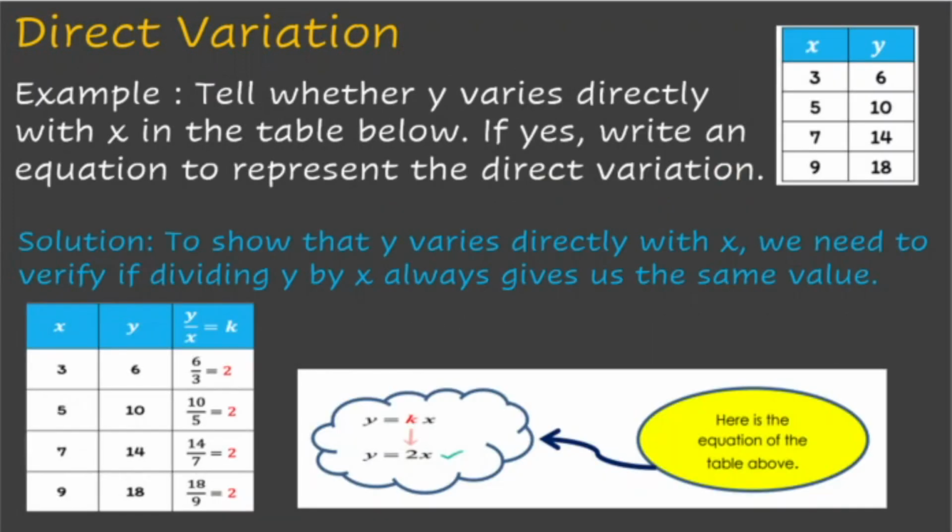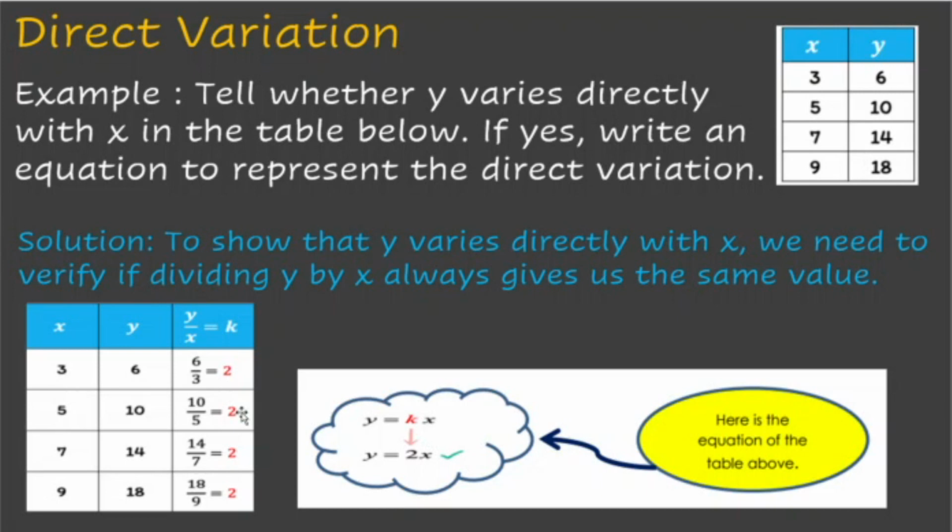So let's say for example, ito. Example, tell whether y varies directly with x in the table below. So sabi ko nga sa inyo kanina, malalaman lang natin kung varies directly si y kay x kapag multiply natin yung x doon sa constant. Then nakuha natin yung y value natin. If yes, write an equation to represent the direct variation. So andito na, nakikita nyo naman na lahat, finlash ko na. So kapag daw yes, if it varies directly, then we need to write an equation. So ito yung solution natin.